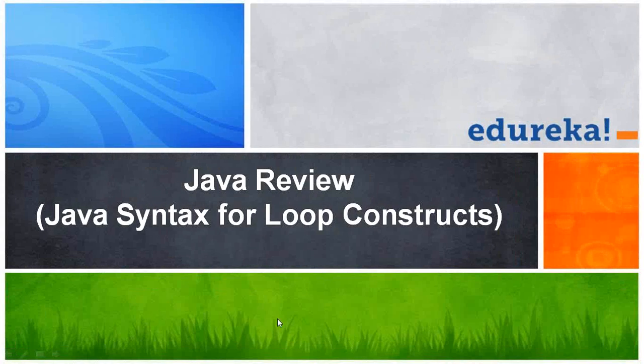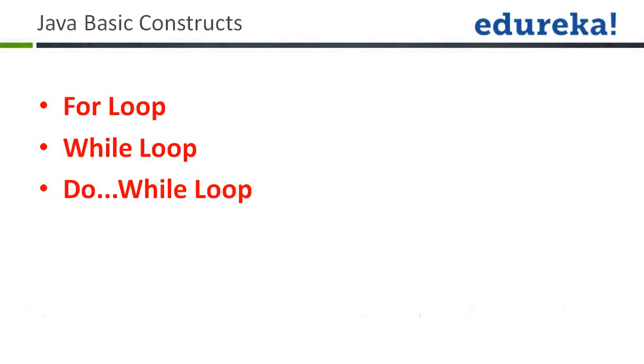Okay, I come back here. Now I come to the loop constructs. We have got 3 different loops in Java: for loop, while loop, and do while loop. We'll go through them one by one. So the first loop is for loop, then while loop, and do while loop. You'll see right now.